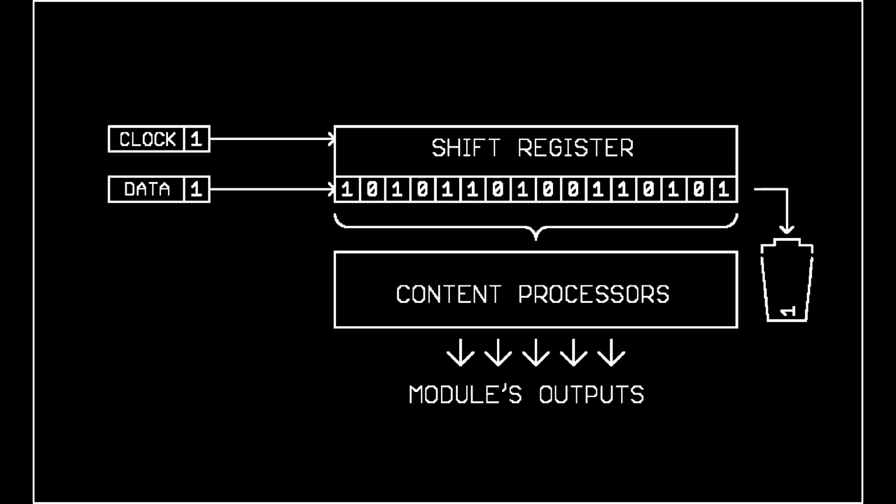This way, the contents of the register get updated, and the output signals change. The order of 1s and 0s in the register, as well as how many more 1s there are than 0s, directly and deterministically define the output signals of the module.